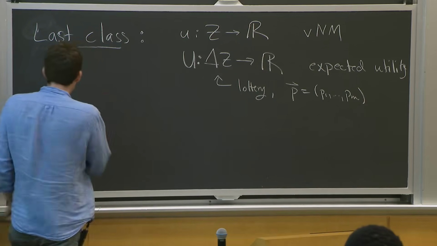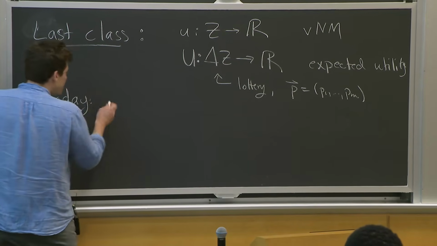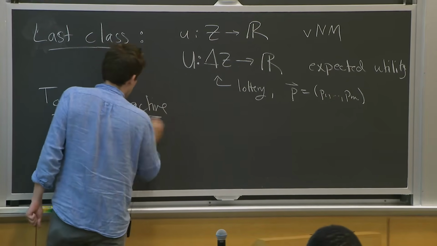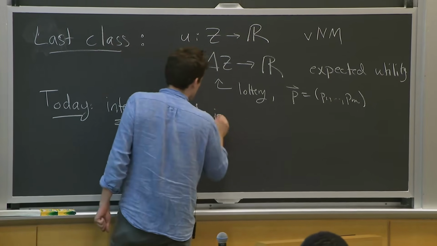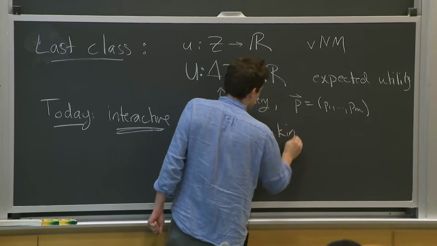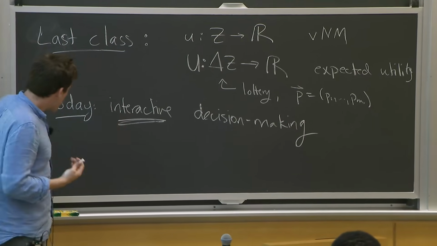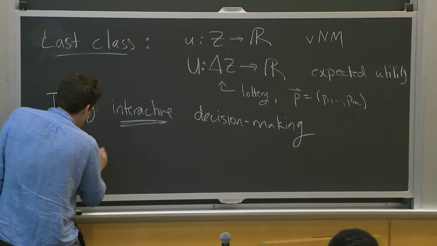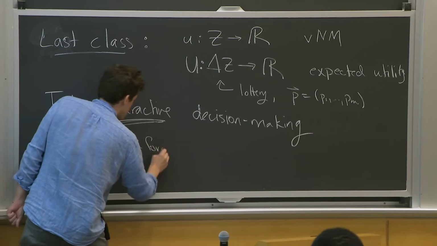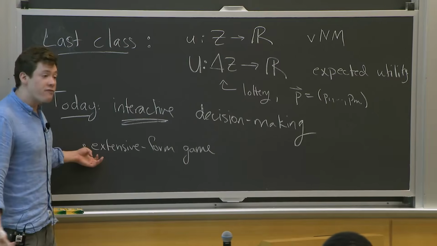OK, so now, today, the plan is to move to interactive decision making. And let me just give an outline of the three topics we're going to cover. The first is we're going to define what we call an extensive form game. This is one way of representing a game.